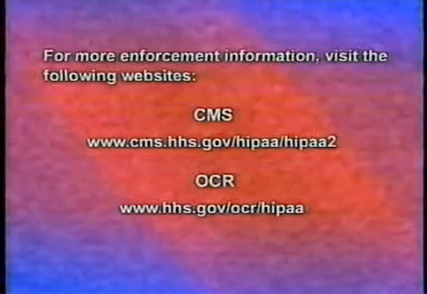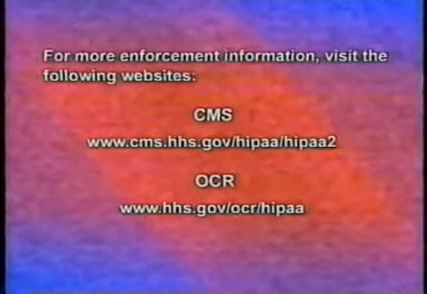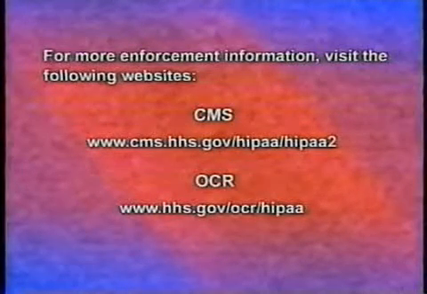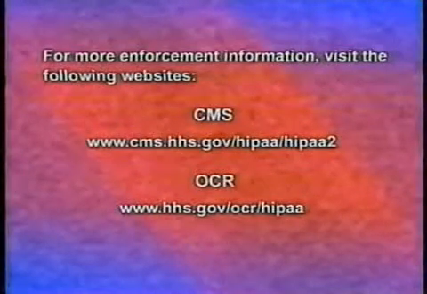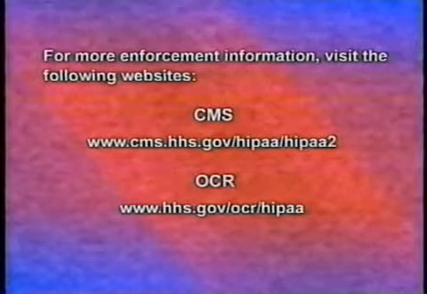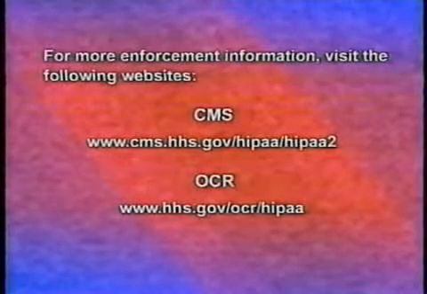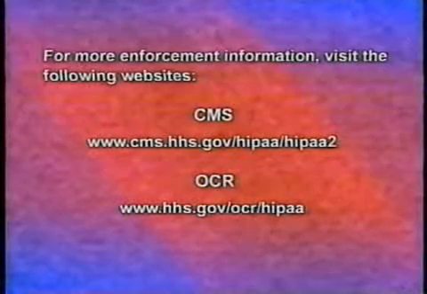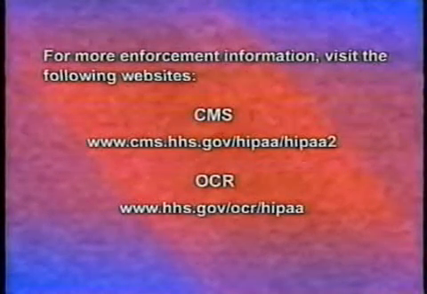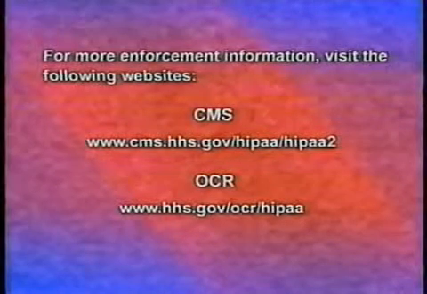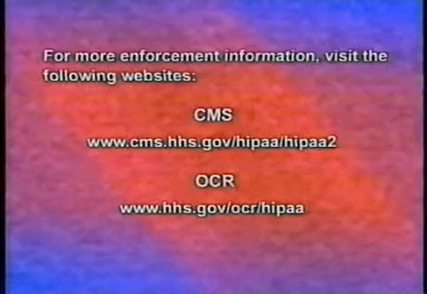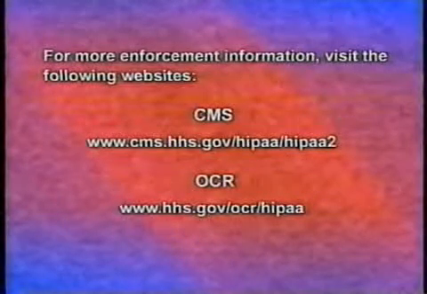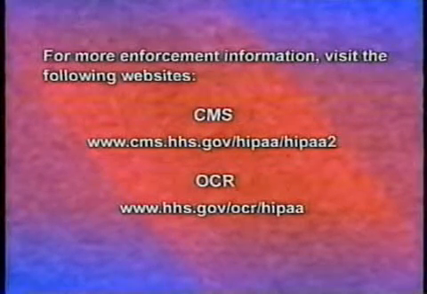For the most recent information with regard to enforcement and other general areas of HIPAA administrative simplification, visit the CMS website at www.cms.hhs.gov/HIPAA/HIPAA2. To learn more about HIPAA and privacy or privacy enforcement issues, visit OCR's website at www.hhs.gov/OCR/privacy.